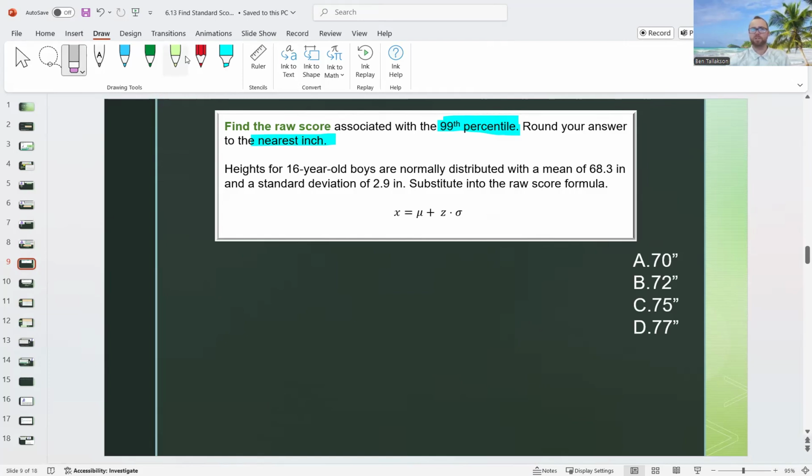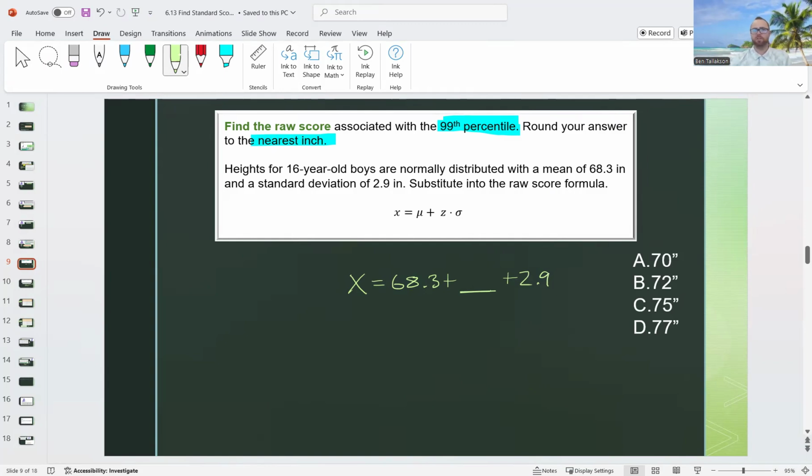What's the first thing you did? The first thing I would do is use my formula and plug in what I know. They told me the mean, right? Didn't tell me the z-score, but they did tell us the standard deviation. So it's all about now finding that z-score. How do we do it?